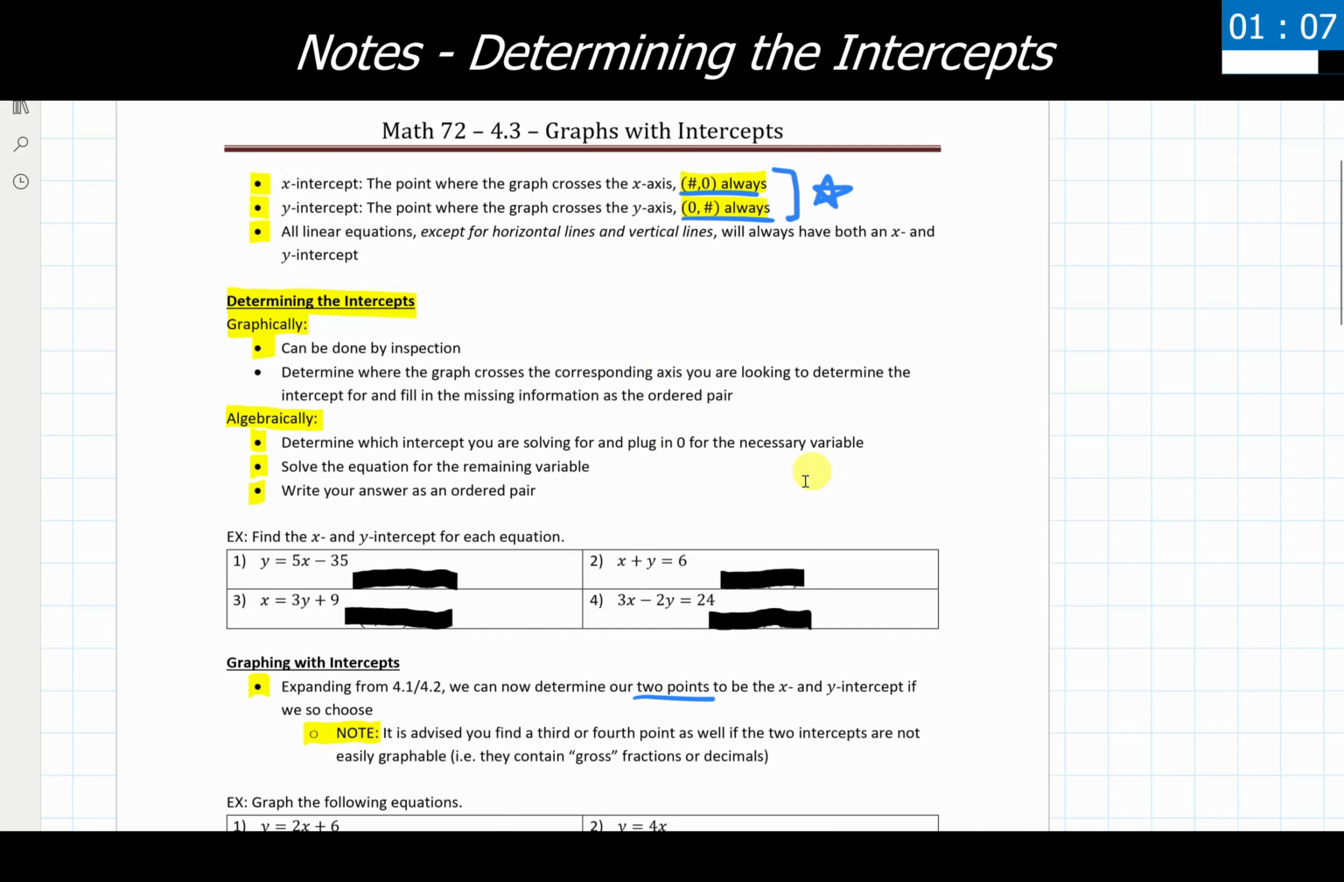So we've plugged in 0 into the equation, and we're going to solve the rest of it down for the remaining variable. If I plug in 0 for y, I'm solving for x, and that gives me the x-intercept. If I plug in 0 for x, then that means I need to solve for y, and that's going to give me the y-intercept. We always write our answers for intercepts as an ordered pair.